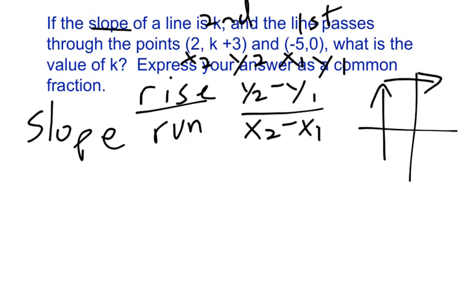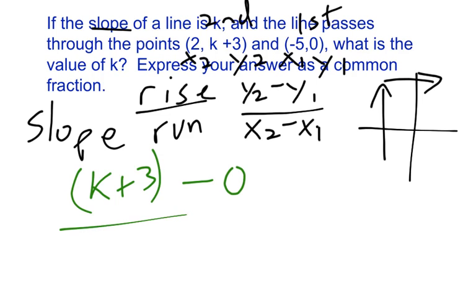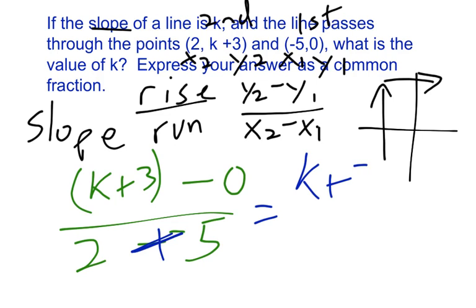So now I'm just going to do y2 minus y1, so it's k plus 3, and it's the whole thing, k plus 3, minus my y1, which is 0, over my second x, which is 2, minus my first x, which is negative 5. Now I know a minus and negative is the same thing as a plus. So k plus 3 minus 0 is just k plus 3. 2 plus 5 is 7.